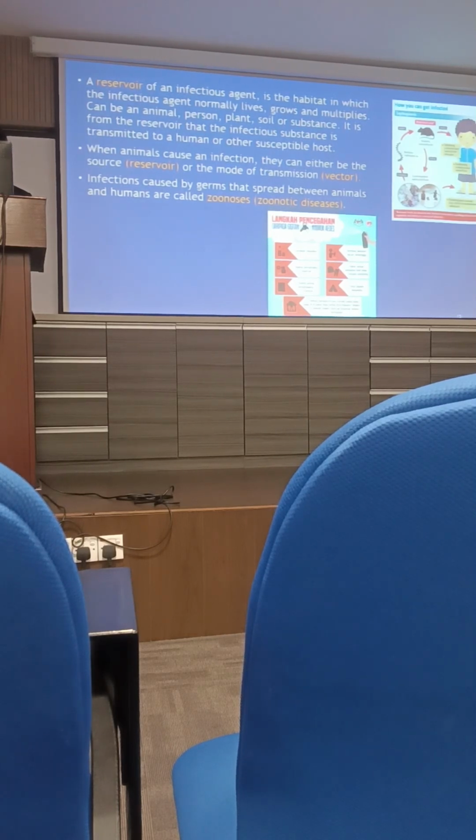So when an animal causes an infection, it can either be a reservoir or it can be the mode of transmission, a vector like a mosquito. We say mosquito-borne diseases, vector-borne diseases. When infections spread between animals and humans, we call them zoonotic diseases or zoonosis.